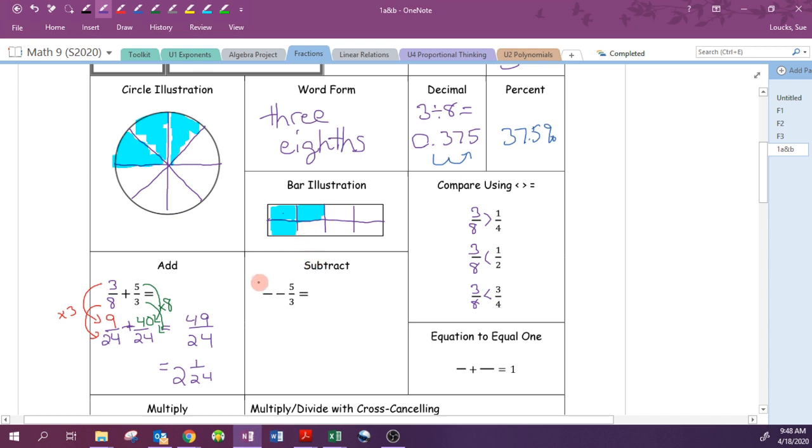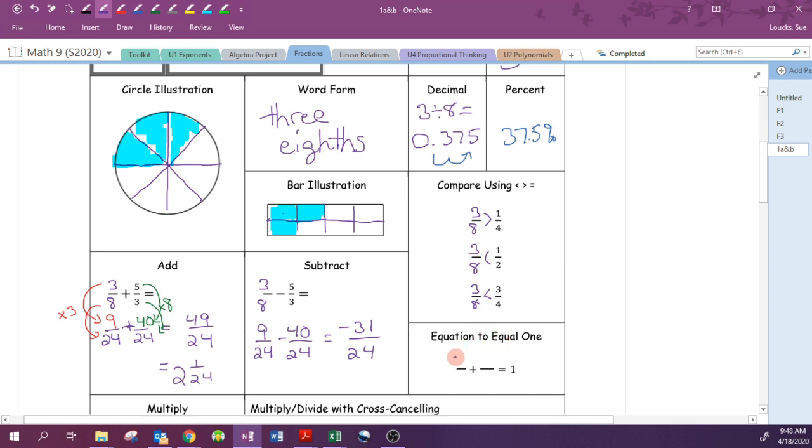Subtracting a fraction, 3 over 8 minus 5 over 3, you still need a common denominator to do that, because you have to have the same thing to take something away. So it's going to be 9 over 24 minus 40 over 24, which is negative 31 over 24. And as before, reduce if possible.